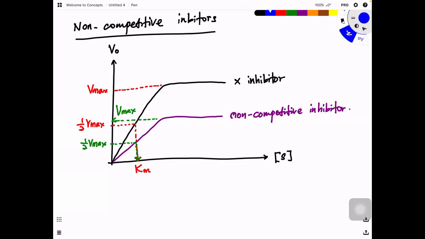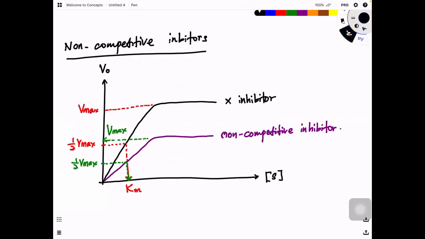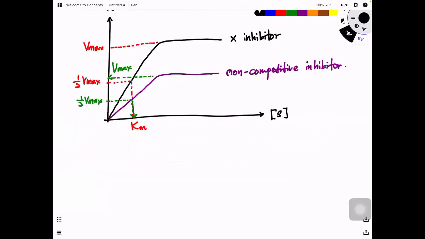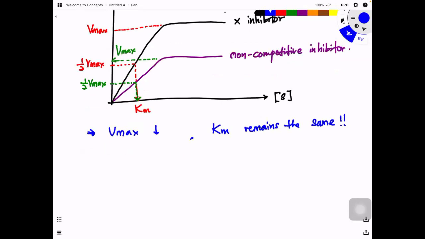Okay, so for non-competitive inhibitor, with non-competitive inhibitor, you can see that first, what is the effect? Vmax becomes lower, but Km remains the same. Are you clear? So now, why does Vmax become lower? Why does Km remain the same? This is the part that we need to understand now.